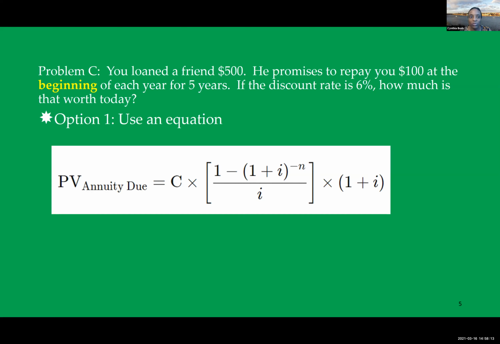See if you can solve it in the calculator. Or if you want to, you can also use the equation. What does the C stand for in that equation? Oh, sorry. So sometimes it means payment. I actually prefer the PMT because that matches what's in your calculators. But you'll see some textbooks use the C, which means cash flow. So it's just the amount of the annuity. This is the $100.